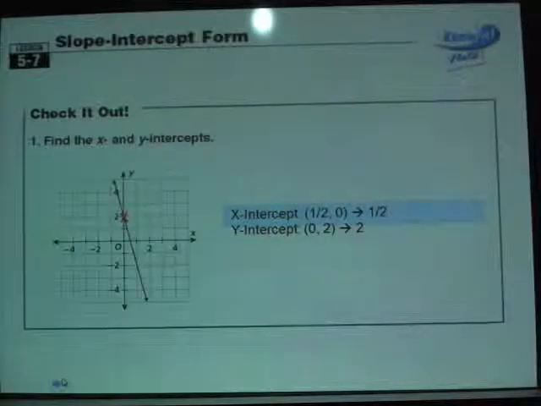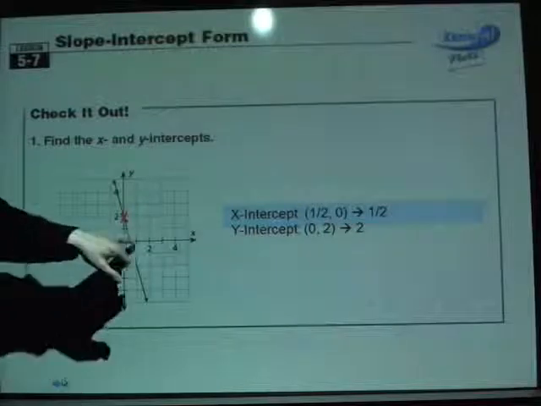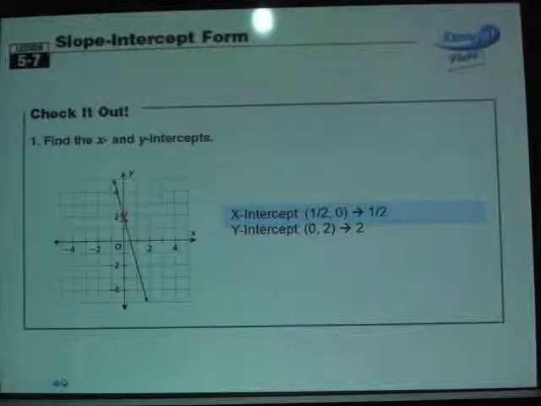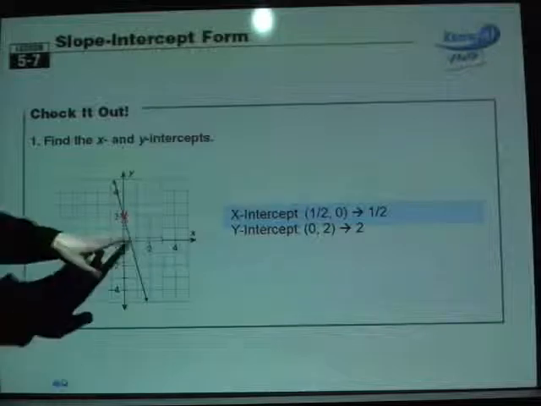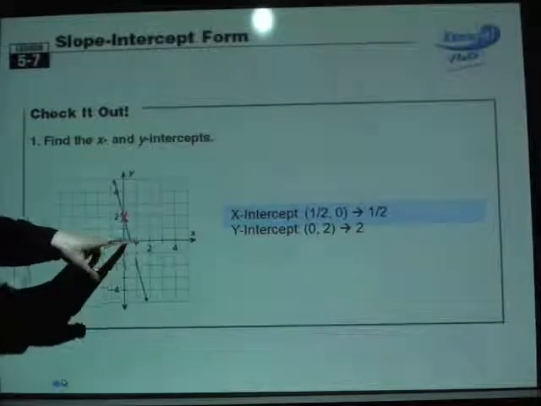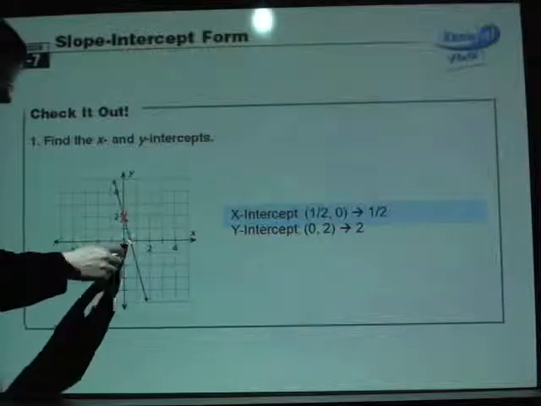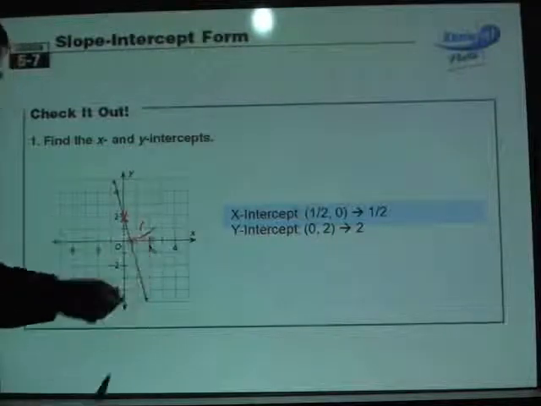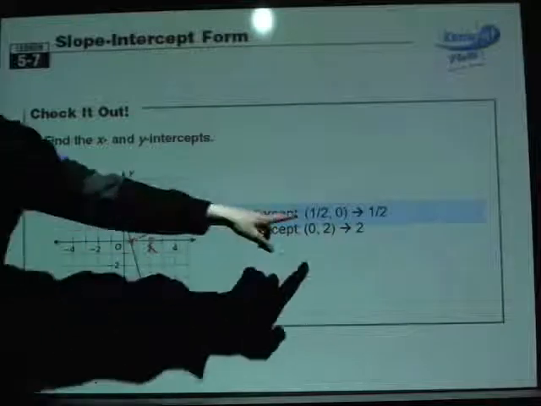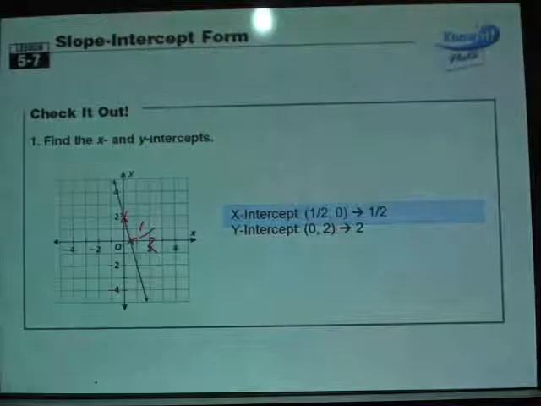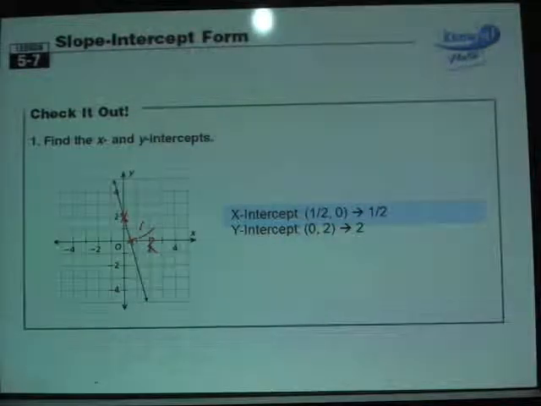X-intercept, where the graph goes across the x-axis. Now, that one is not quite as clean as it's been in other questions here. It's halfway between 0 and 1. So that means the x-intercept, this point right here, is actually 1/2, right? Which is exactly what you can see as I wrote as the answer right there. How do we write that as a point? Well, that's going to be 1/2, comma 0.